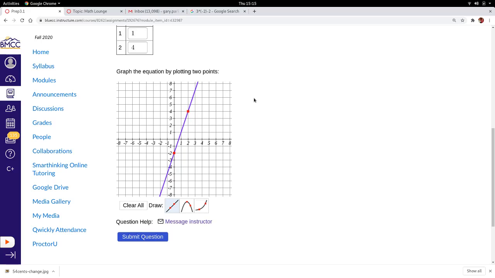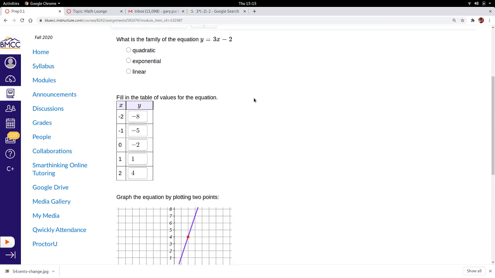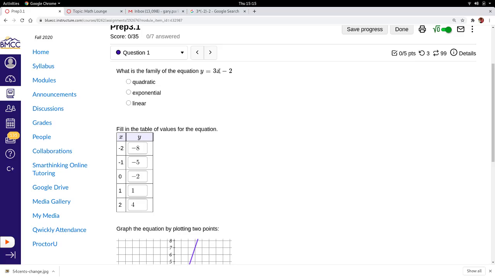And again, it's a line, right? So that's the other thing you should have noticed, that there's no squares going on, so it's not quadratic. There's no powers, so it's not exponential. This is linear. And that's it.